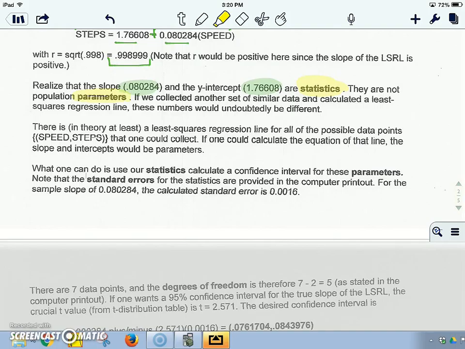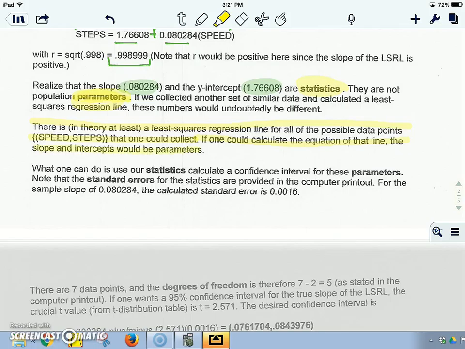Okay, we don't know the true parameters for every single female runner out there. There is, in theory at least, a least squares regression line for all possible data points that one could collect. Now we can't go out there and collect all possible runners. Somebody that doesn't run could now become a runner. We just couldn't, but we could theoretically find that. If one could calculate the equation of that line, the slope and the intercept would be parameters.